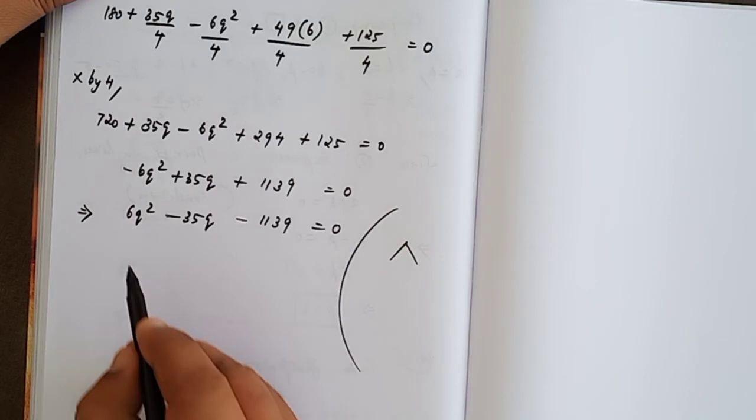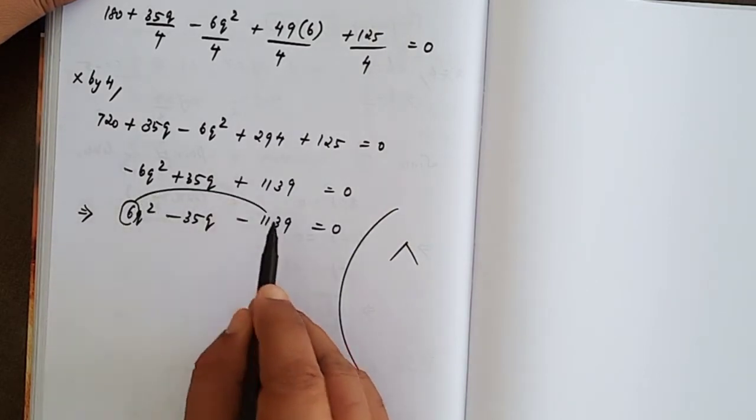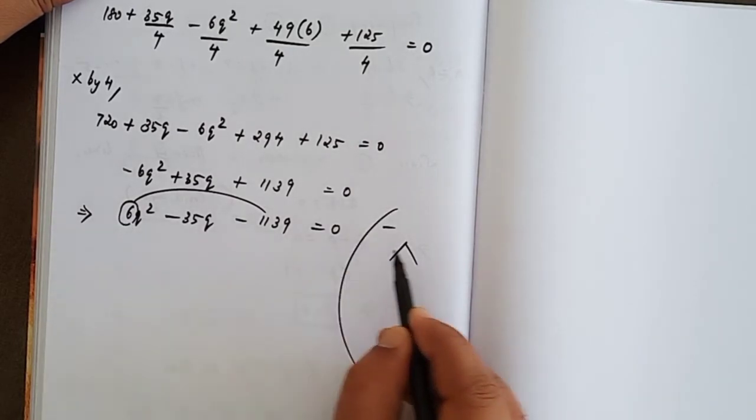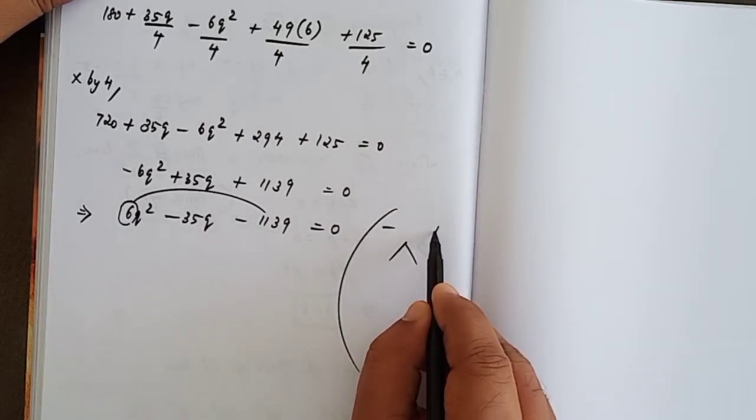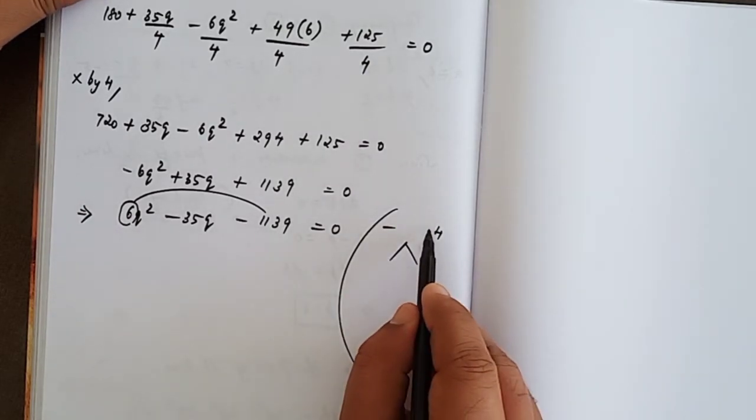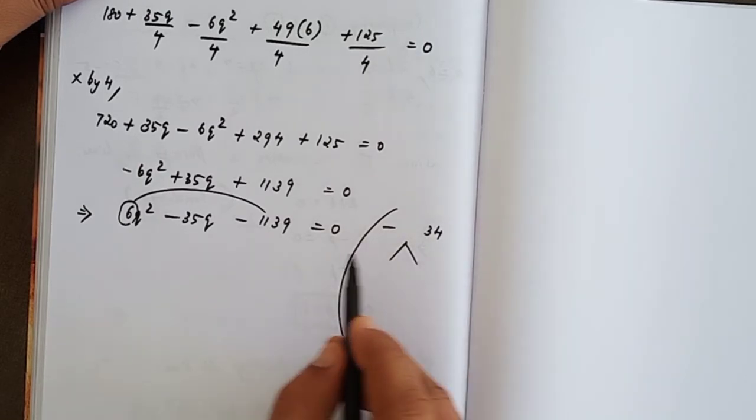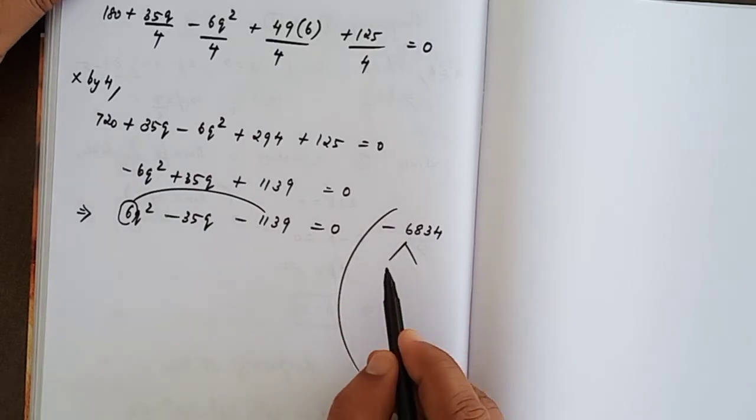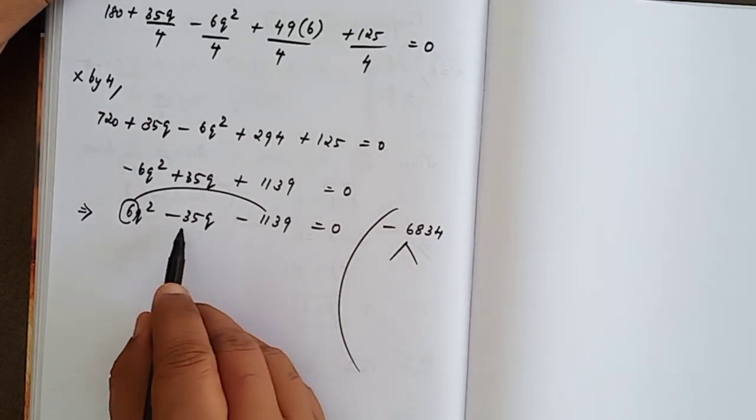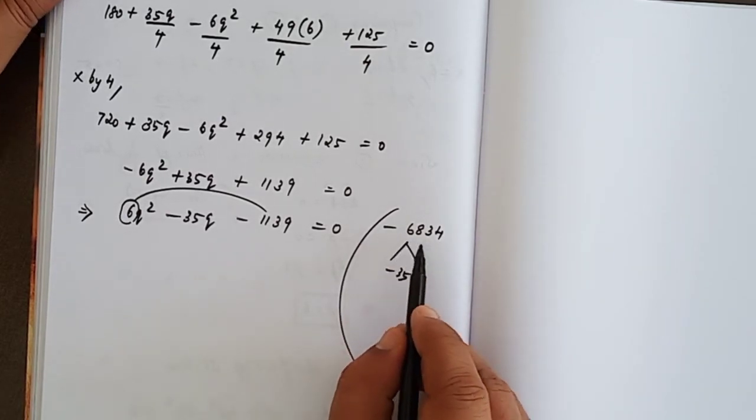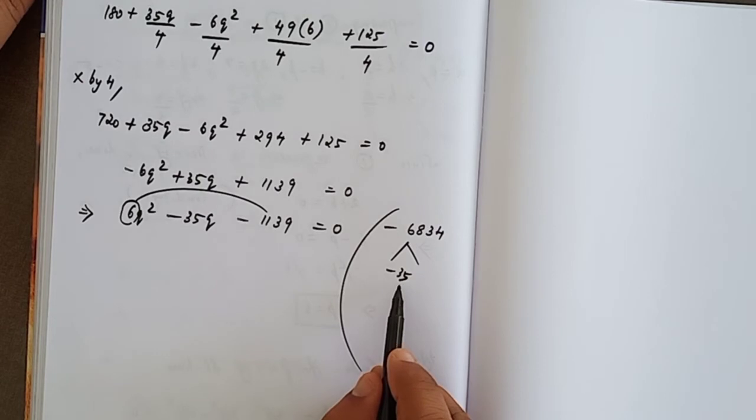Okay, here 6 into minus 1139, that is minus: 6 9s are 54, balance 5, 6 3s are 18, 18 plus 5 is 23, balance 2, 6 1s are 6, plus 2 is 8, and 6 1s are 6. And the coefficient of Q is minus 35. The product of the two numbers is minus 6834, and the sum of the same two numbers is minus 35.